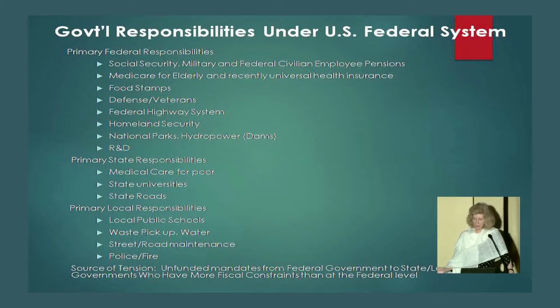And then state roads. And finally, at the local level, we're talking about public schools, waste pickup, clean water, street and road maintenance, police, fire services. So that's just a quick overview of the various key responsibilities of the three levels of government.